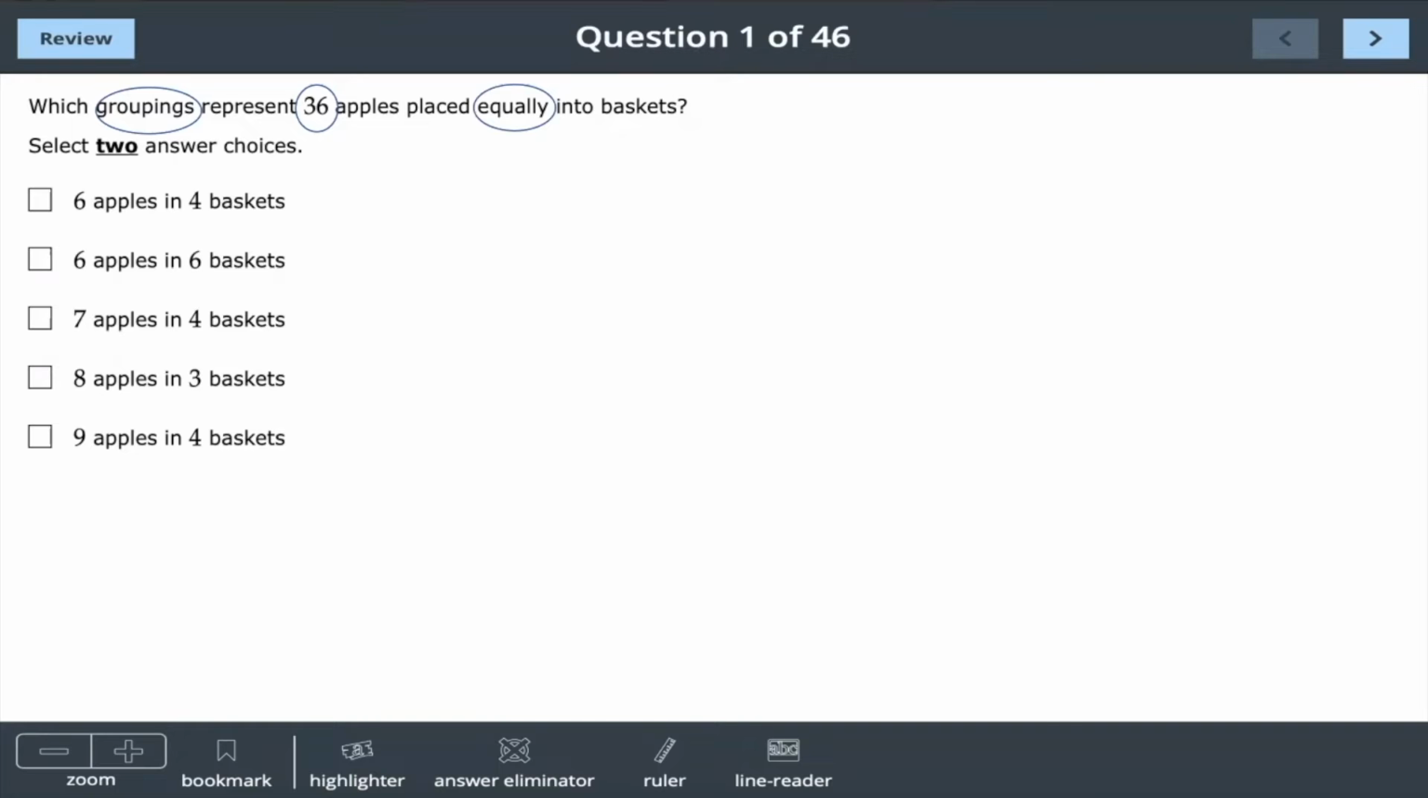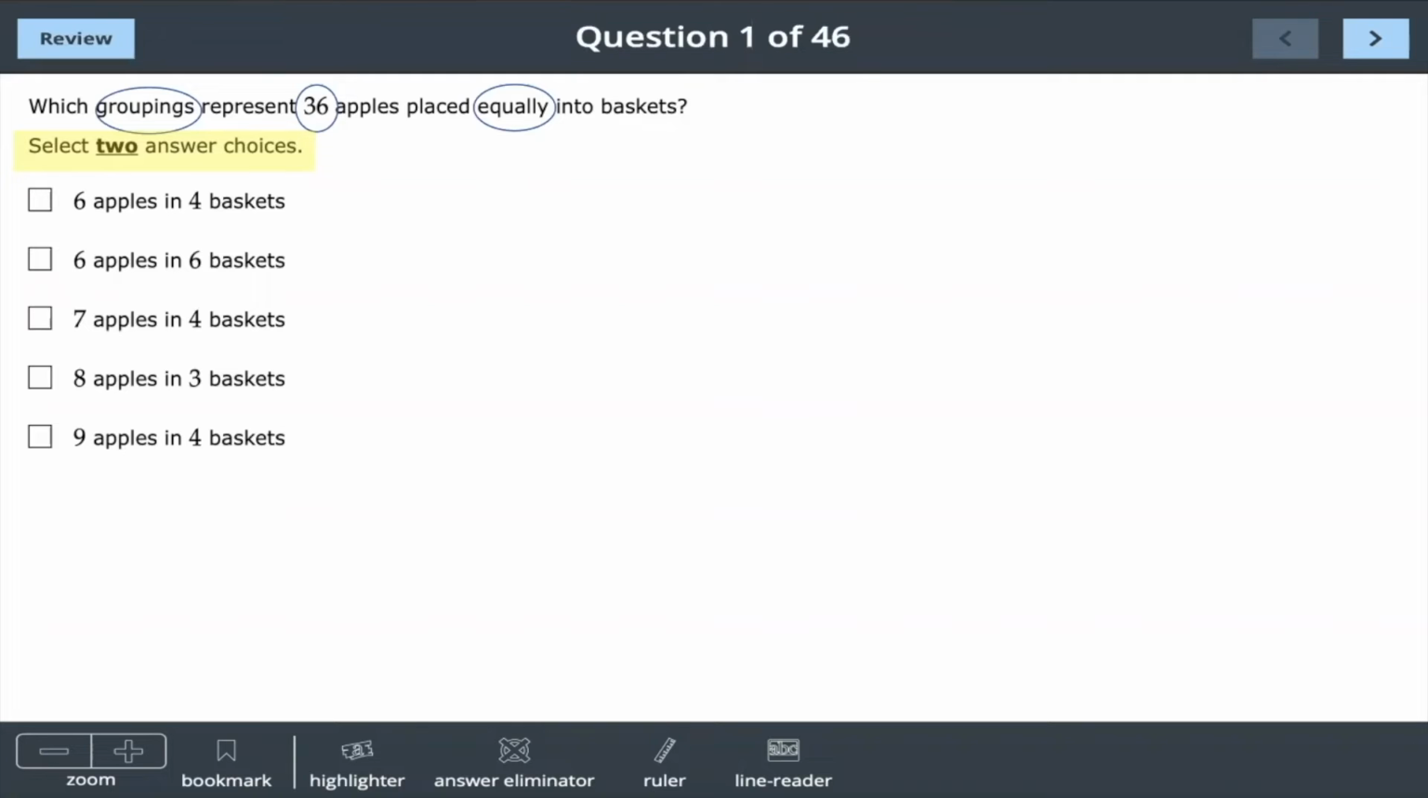Another phrase that is very important when answering the question is highlighted below. Select 2 answer choices. This means we must read all of the answer choices and select both answers. If we only select one answer, we will not receive credit and it will be marked incorrect. If we select more than 2 answers, we will also not receive full credit and it will be marked incorrect.